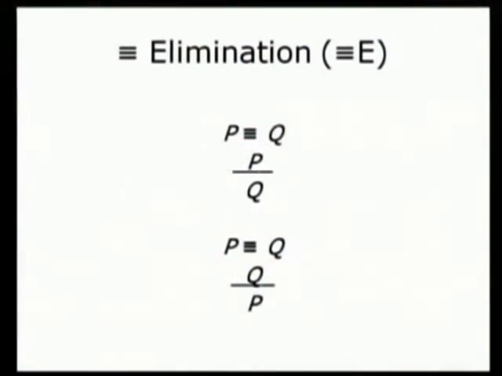And triple bar elimination, as you might expect, works like horseshoe elimination, but both ways this time. If you've got P triple bar Q and P, then you're entitled to conclude Q, and the other way around too. If you have Q, you're entitled to conclude P. That simply reflects the fact that you've got implications going both ways in an equivalency statement, triple bar.